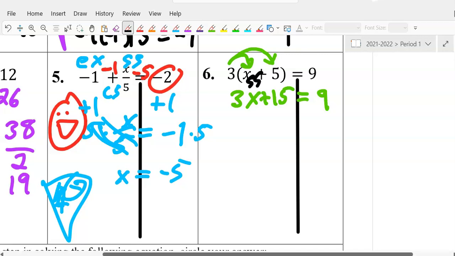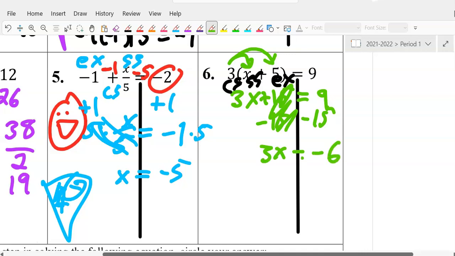Yes. Co-star is 3. Extra, 15. Very good. And then you have to get rid of the 15 by doing what? Negative 15, by doing negative 15 on both sides. That'll work. Okay, 3x is equal to? Negative 6. Oh, bad guys won.